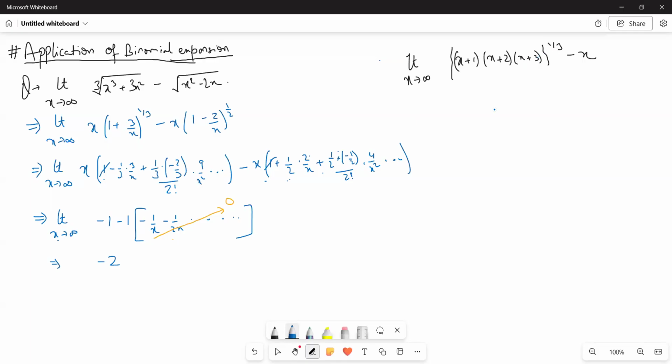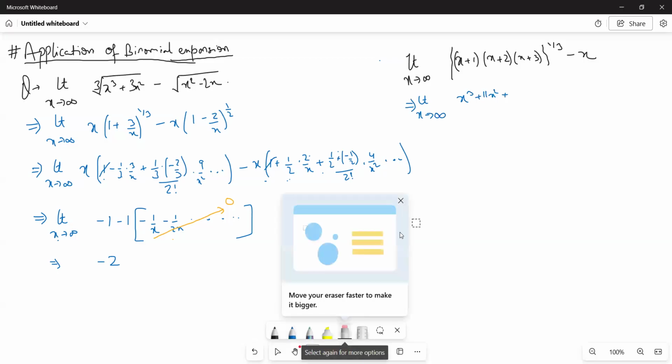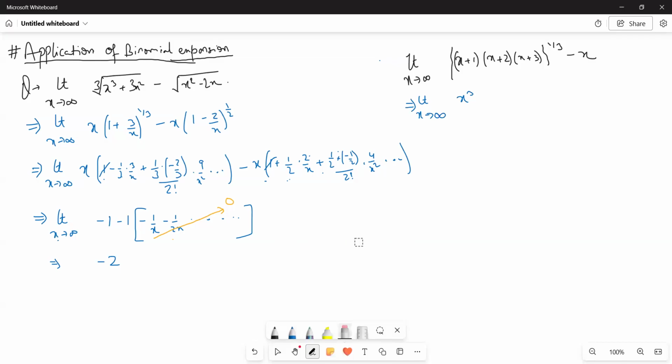It cannot be rationalized, so we have to apply the binomial expansion again. So we start in this way. First expand this. So limit x tending to infinity, this whole thing would be x cube plus 3 plus 2... sorry, 6 plus 3 plus 2, 11, so that will be x. The x square term will be different. X square would be what? 3 plus 2 plus 1, 6. So x cube plus 6x square plus 11x plus 6, whole to the power 1/3 minus x.